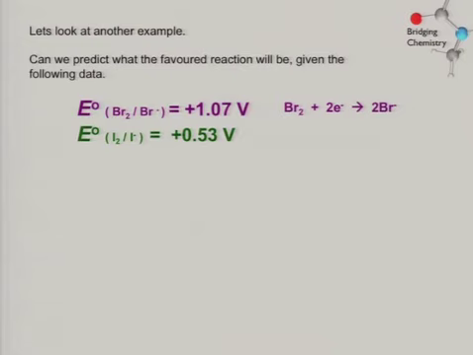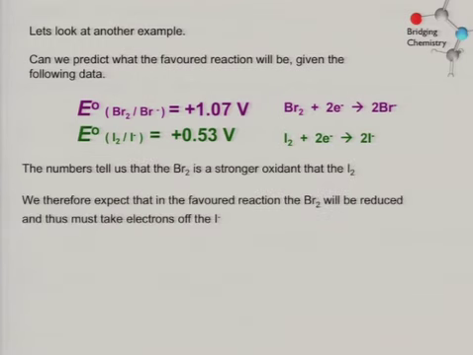Well, we need to recognise, first of all, that that number refers to this reaction, Br2 gaining 2 electrons to make 2 lots of Br-. And the second one refers to I2 gaining 2 electrons to make 2 lots of I-. They're both reductions, as they should be, because these numbers refer to reduction potentials. And then we do this, right? And even if you don't really understand it, you can do this. You can say, the numbers tell us that the bromine is a stronger oxidant than the iodine because it has the bigger number.